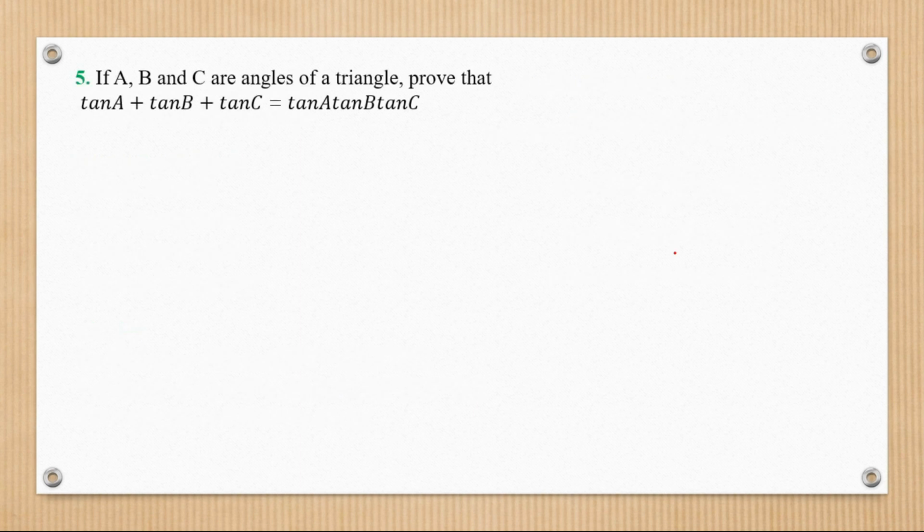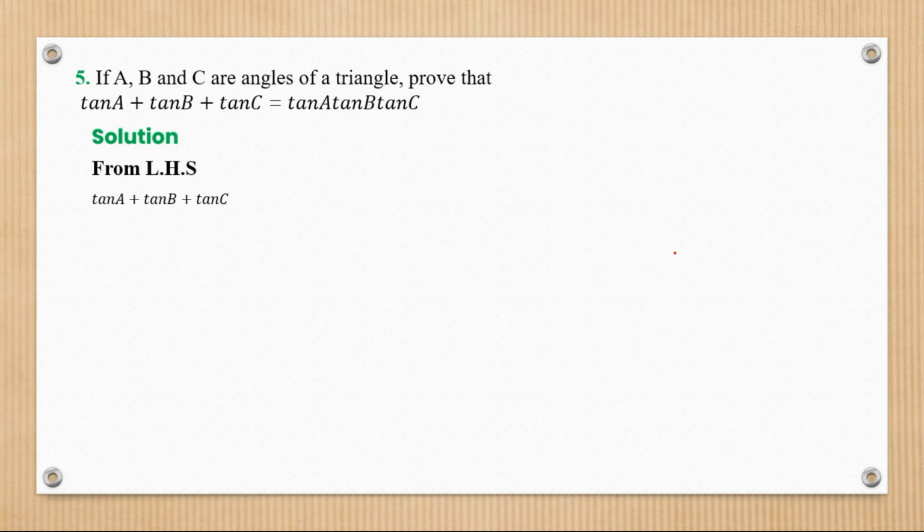Alright, let's move on to the next one. Now we're given a unique one. We're being asked, if A, B, and C are angles of a triangle, prove that tan A plus tan B plus tan C is equal to tan A, tan B, tan C. So it's a product of tan A, tan B, tan C. Alright, so let's solve this from the left hand side. So from the left hand side we have that. Now this is going to be easy to solve, but we will have to remember double angles.